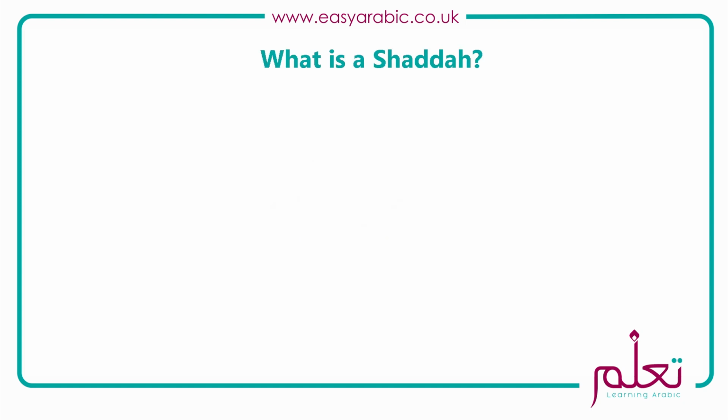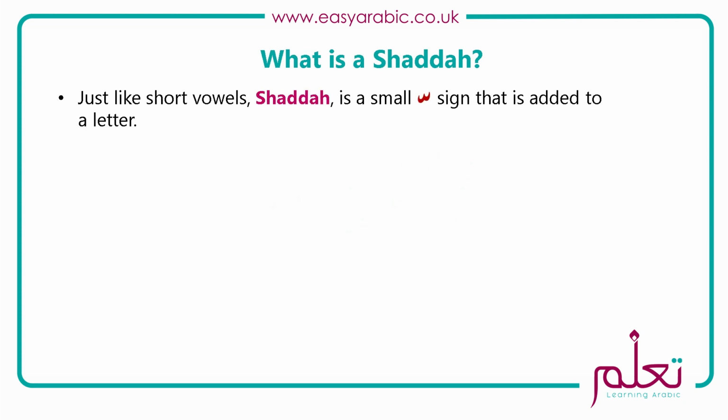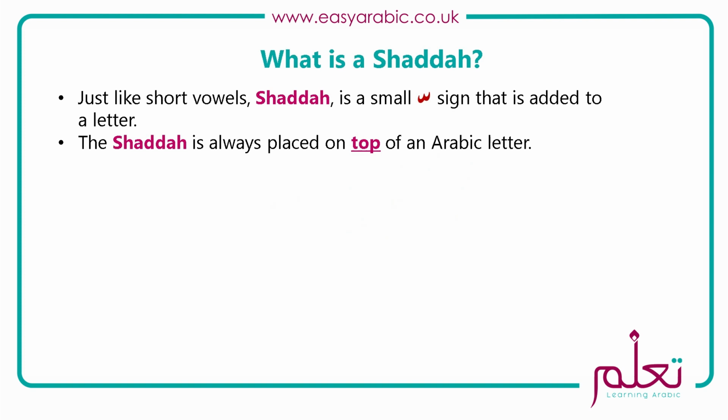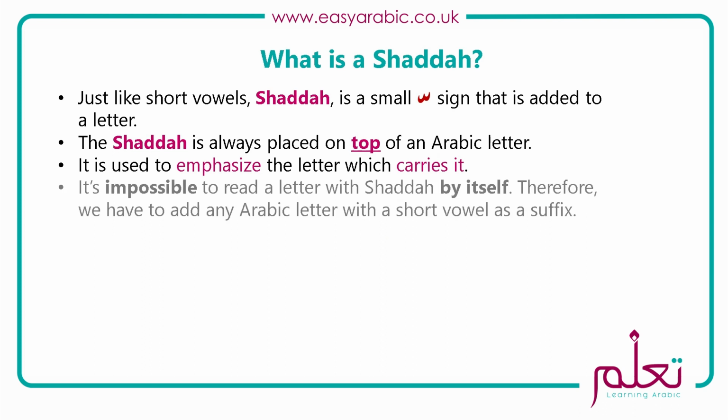So what is Shaddah? Just like the short vowels, Shaddah is a small sign that is added to the Arabic letters. The Shaddah is always placed on the top of the Arabic letter, and it is used to emphasize the pronunciation of the sound of the letter which carries it. It's impossible to read the letter with Shaddah by itself, so we have to add a short vowel as a suffix to the Arabic letter, and I'll explain what that is in a minute.